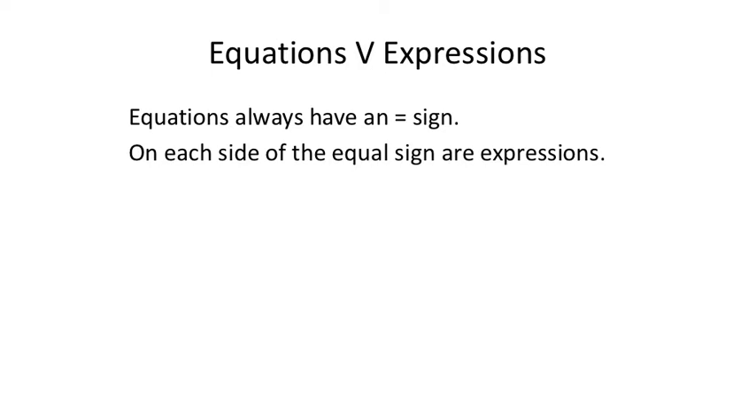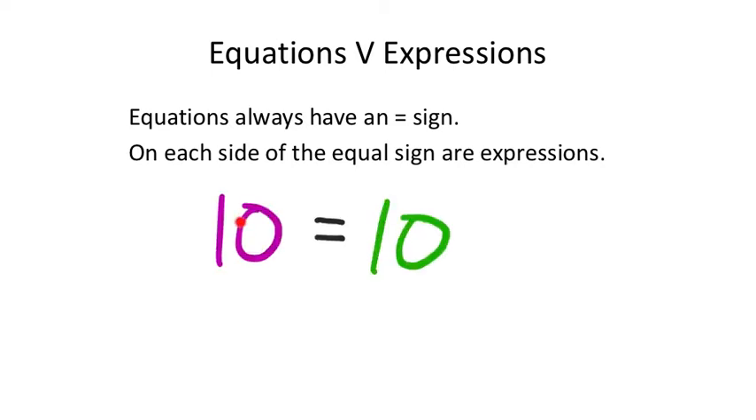So just remember equations versus expressions. An equation is a comparison of 2 expressions. Sometimes they're just numbers by themselves, right? Like you could say 10 equals 10. And that's an expression. 10 is by itself an expression, and this 10 is also an expression, okay? But they're 2 separate terms on separate sides of the equal sign, okay?